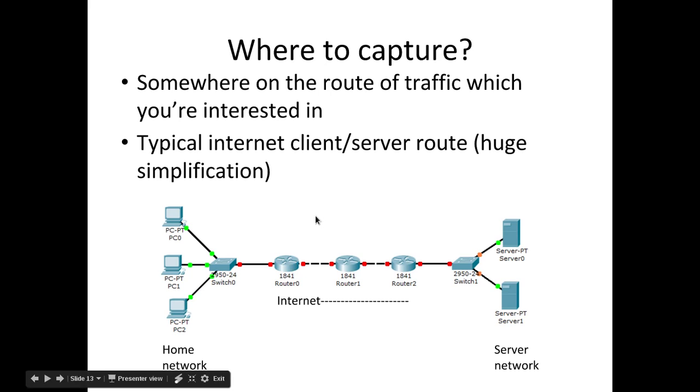So the question is where to capture. Well, somewhere on the route of traffic which you're interested in, typically internet to server route. And this is a huge simplification. It's only a simplification because we've only provided more of a network at the home network and the server network. We haven't provided more of the internet. Of course, you can't draw the entire internet, or if you could, it would look very complicated.